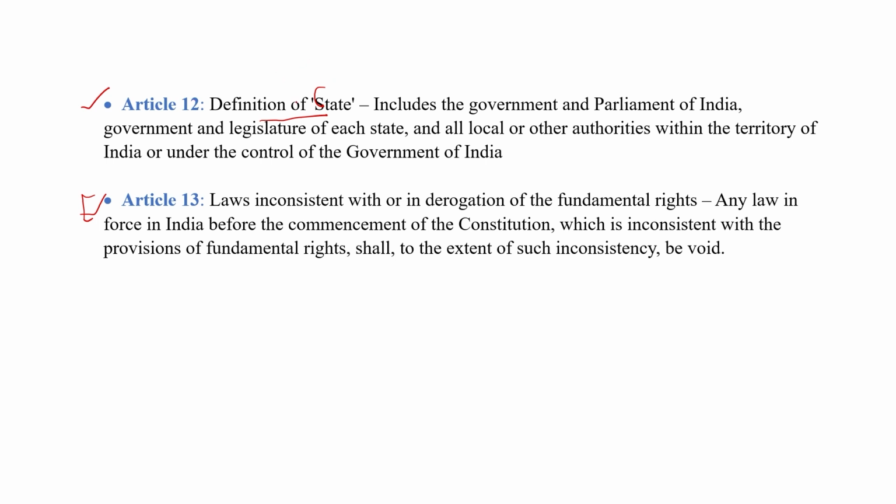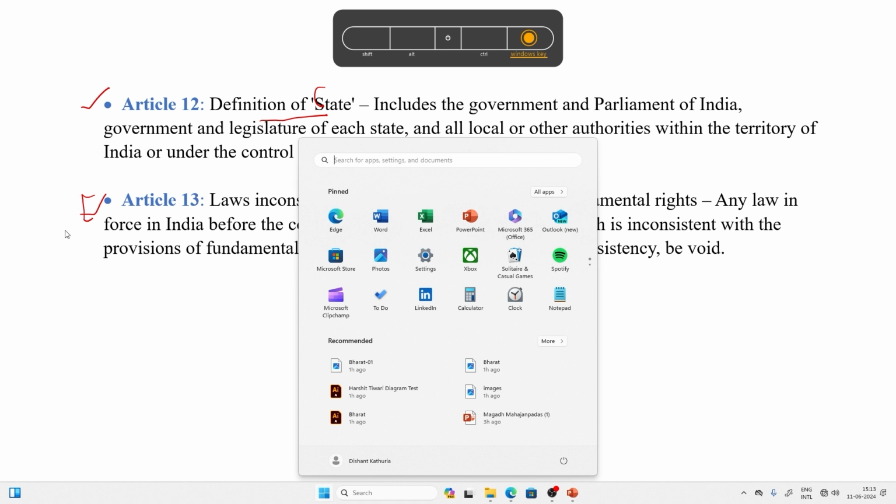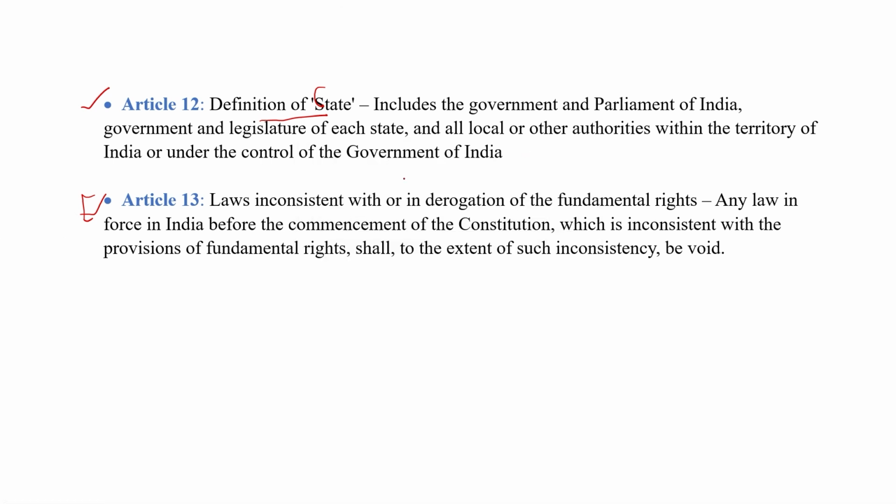Article 12 says state includes the government and parliament of India, the government and legislature of each state, and all local or other authorities within the territory of India or under the control of the government of India. It means if the word state is used in any article of the fundamental rights, then this state refers to any central government, any state government, any local authority, or any semi-government body which is managed by the government of India.